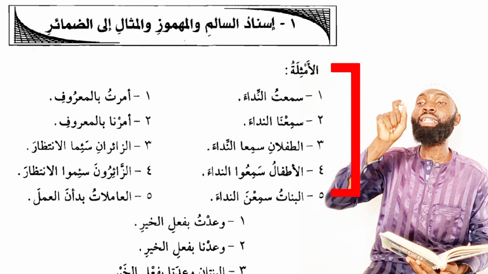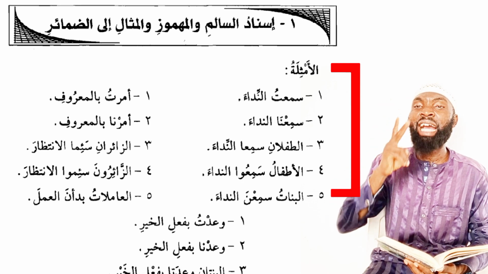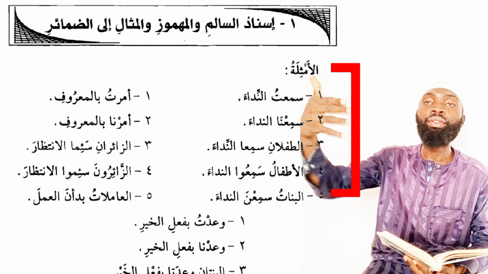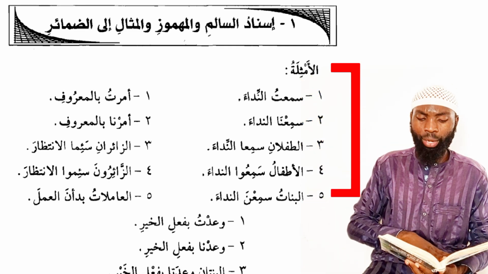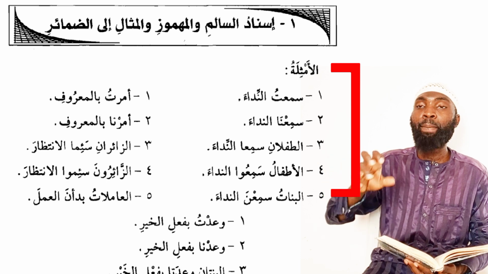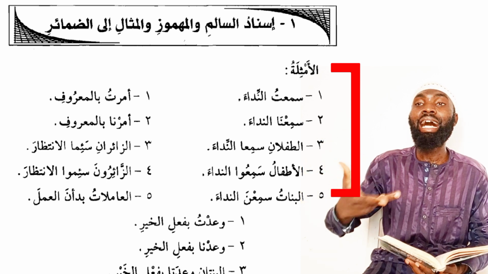This alif is called aliful ithnain, which is the alif of dualism. The alif which shows that this verb is pointing to two people, sami'a, both of them had. Now number 4 we have al-atfalu sami'un nida'a. The boys or the young boys had the call.